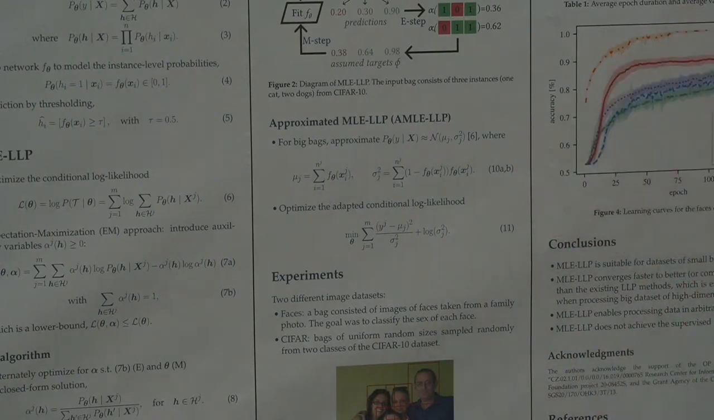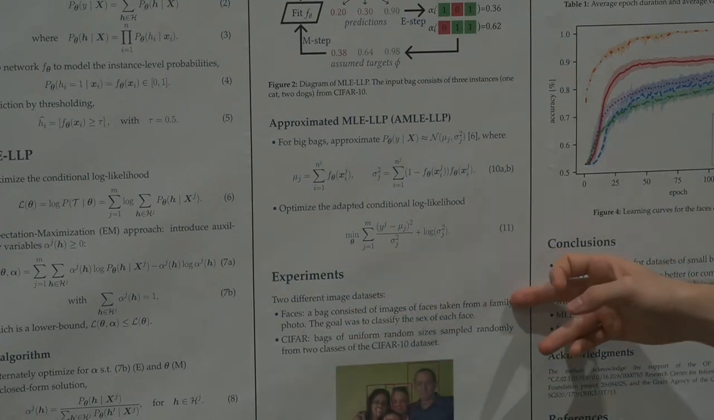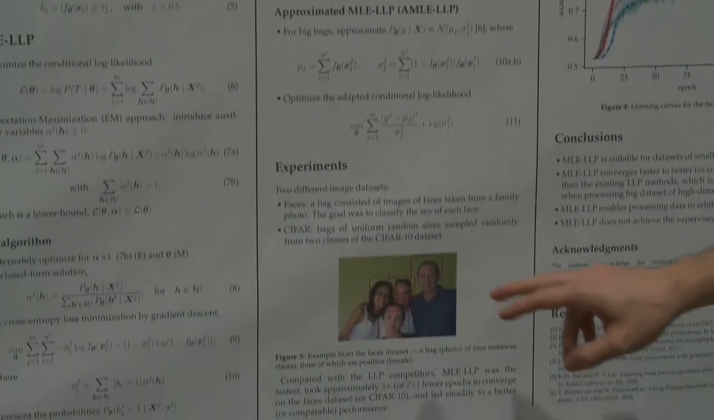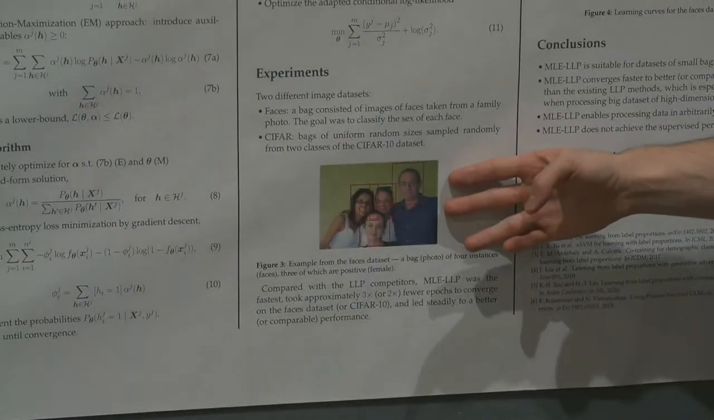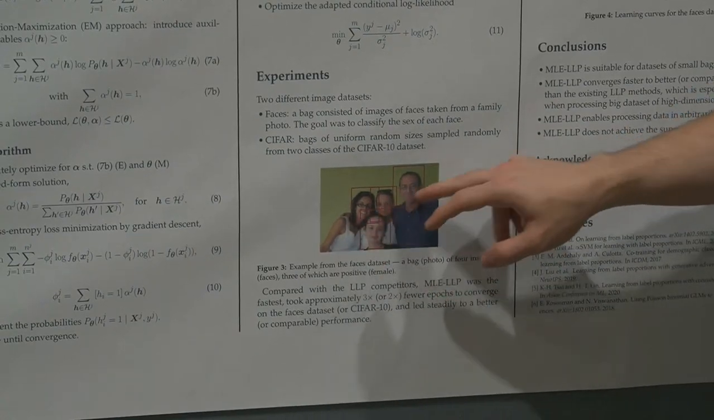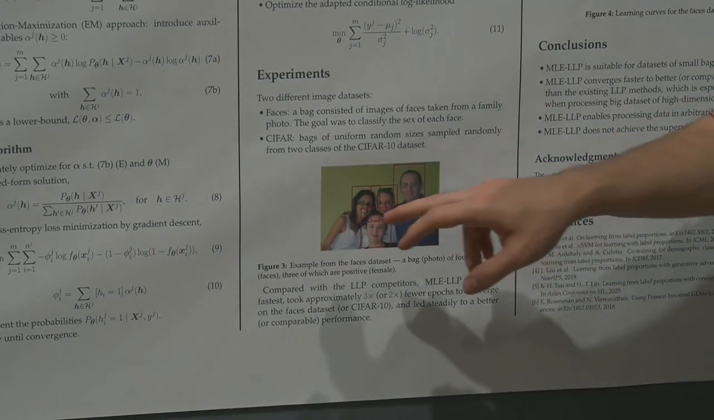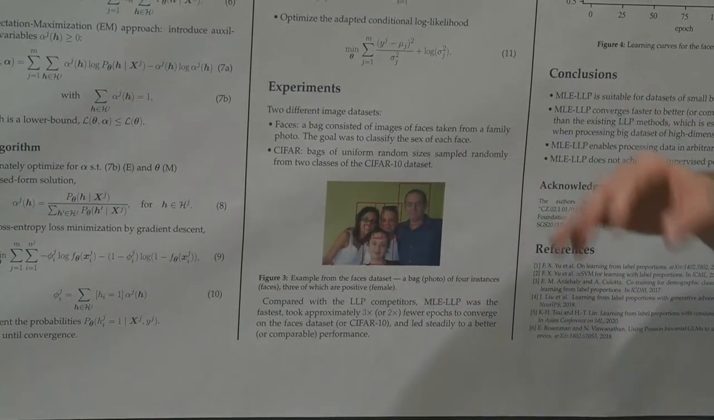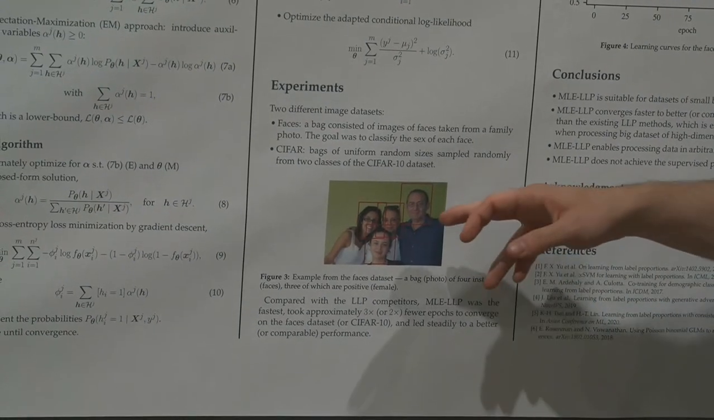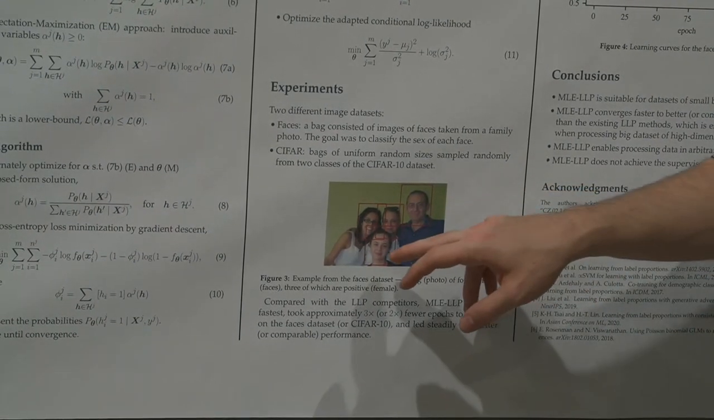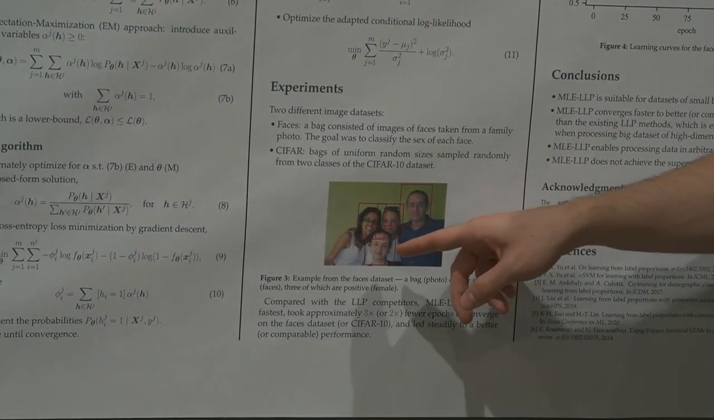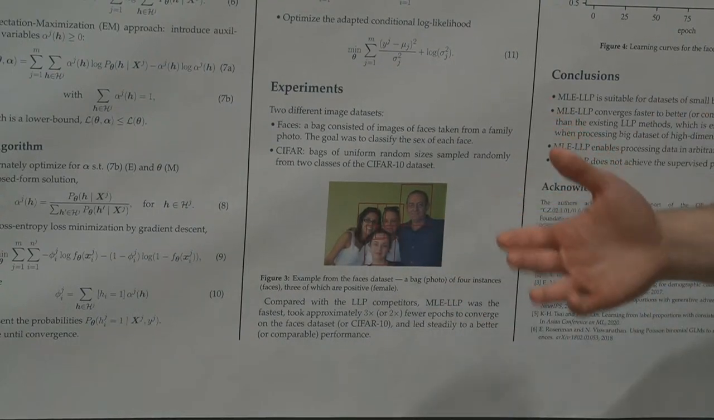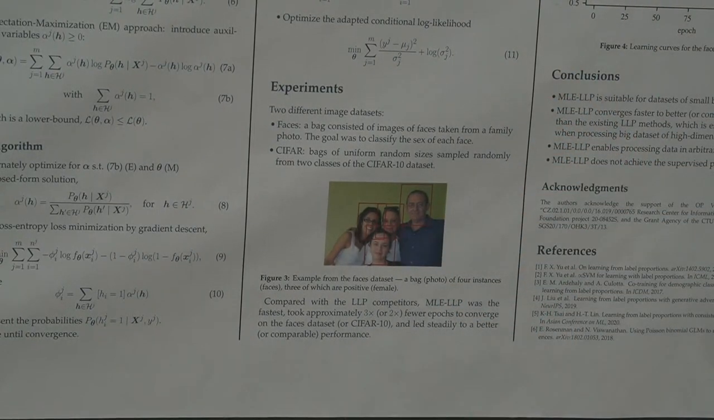For our experiments, we use two kinds of data sets. Maybe I will focus more on the first one, faces. It consisted of faces extracted from family pictures, as you can see here. We are given the positions of each face, and we also know which faces belong to females and which faces belong to males. But for training, we only use the information about the number of women in the picture. So for example, here there are three women, so our label would be three.